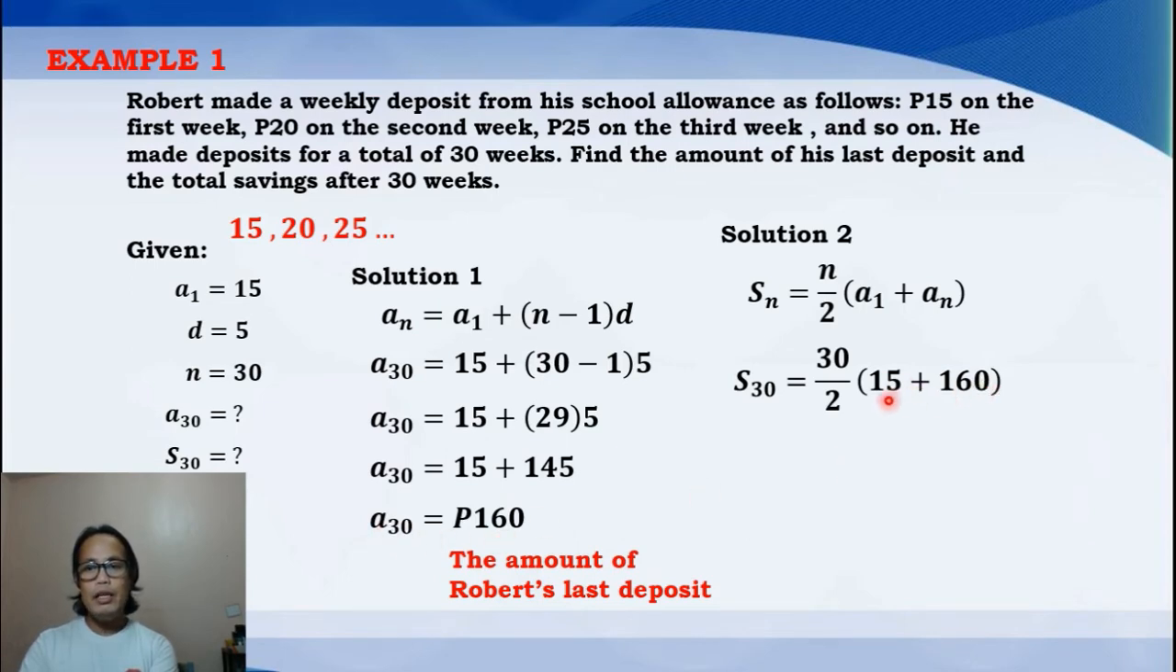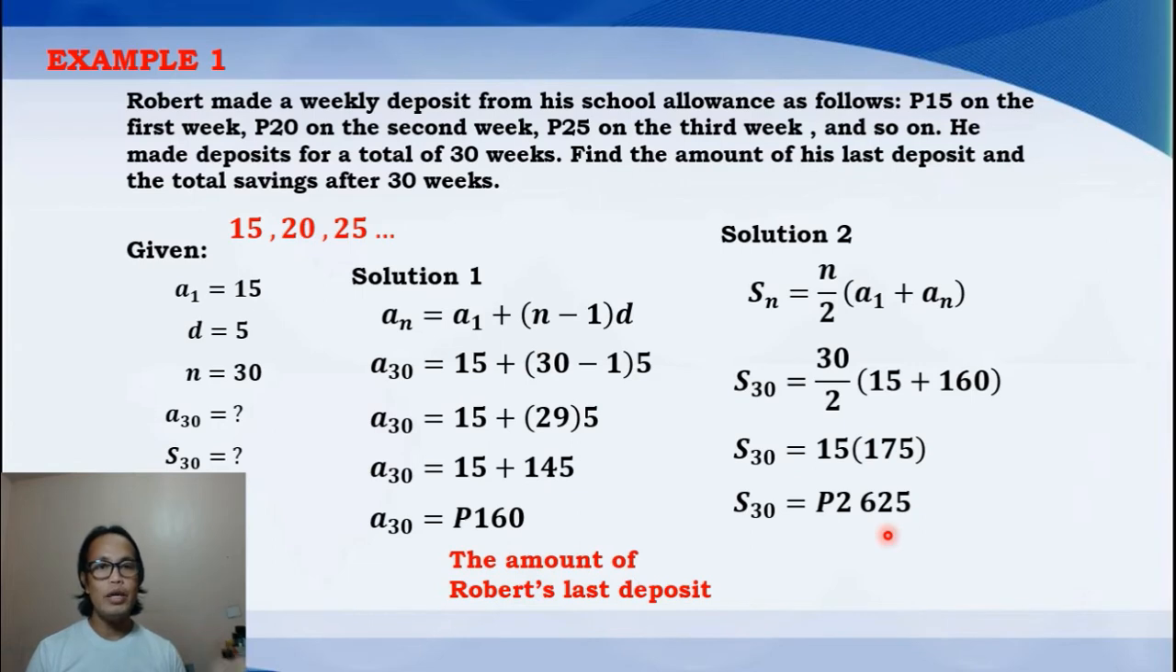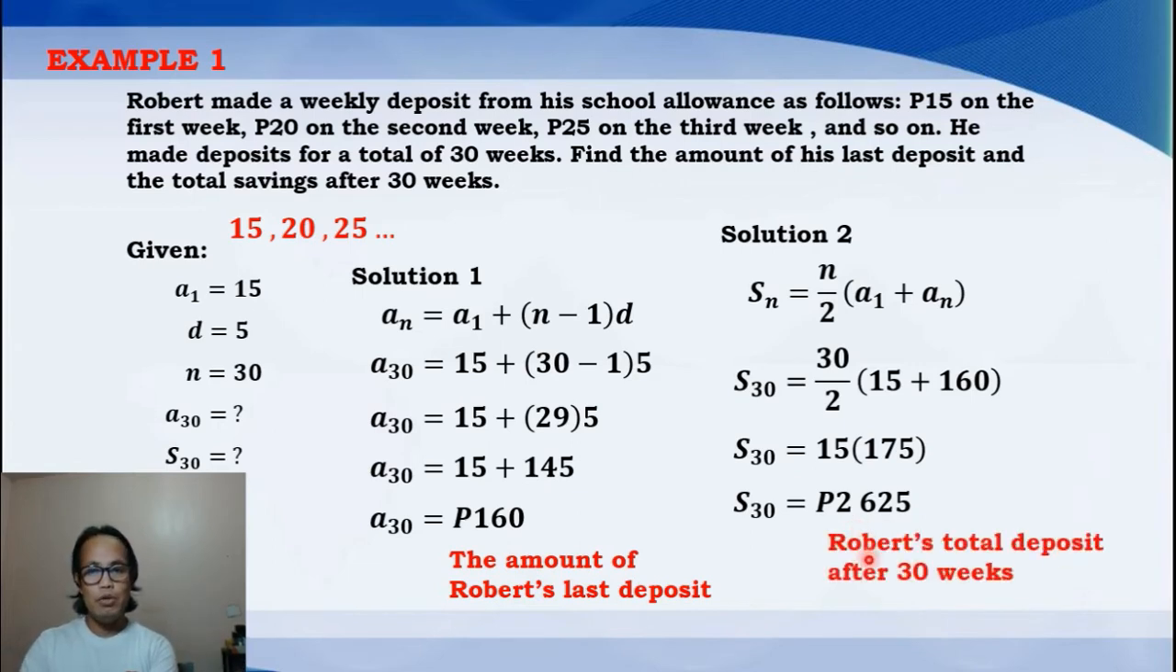This time, we simplify the terms inside the parentheses: 15 plus 160 will give us 175, and 30 divided by 2 will give us 15. Then we multiply 15 times 175 will give us 2,625. This means that the total savings that Robert made from the first week up to the 30th week is 2,625 pesos. This is Robert's total deposit after 30 weeks.